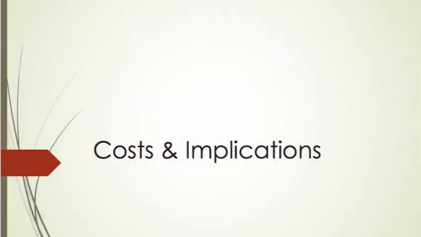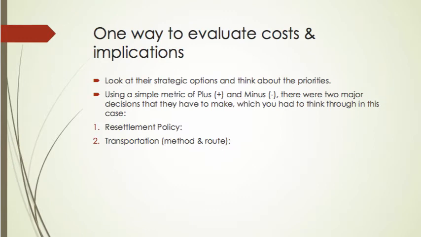The next step in the process is to look at the costs and the implications. One way to evaluate costs and implications is to look at the strategic options and think about the priorities. Using a simple metric of a plus sign and a minus sign, there were two major decisions that you were to look at and to make as you looked at this case. Number one was the resettlement policy, and the other one was transportation, the specific method and the specific route to take.